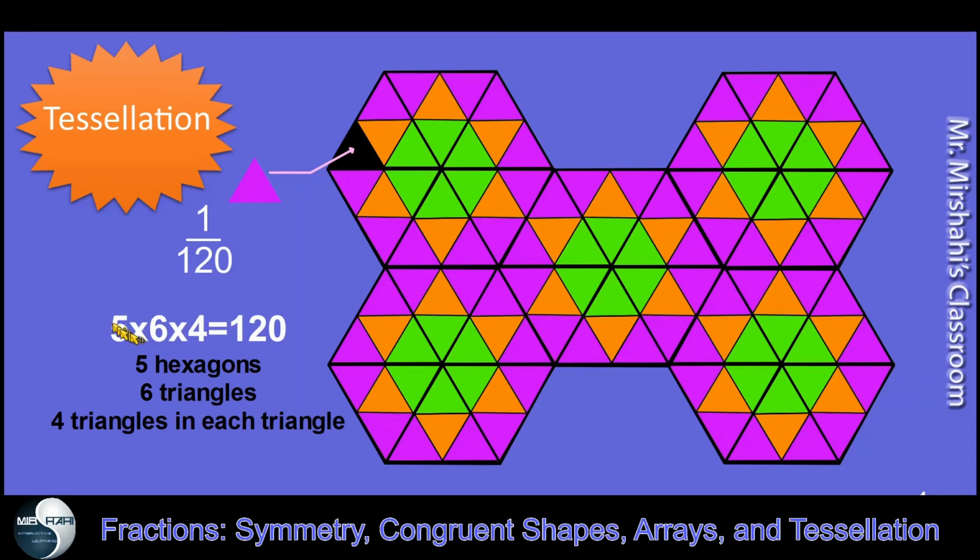Anything times 5, you can actually multiply it by 10 and divide it by 2, or divide by 2 and multiply by 10. So 6 times 4 is 24. Half of that is 12. 12 times 10 is 120. So you can do it in your head a lot of times. So this is 1/120th of this design. Again, this is a type of tessellation. Let's move on to the next page.